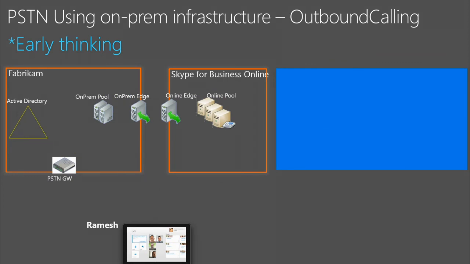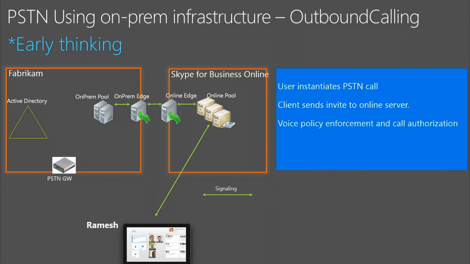The reverse of that, when Ramesh would make a call, he's an online user. He wants to make a call going outbound, going to the PSTN infrastructure, on-premise PSTN infrastructure. Ramesh initiates the call. Client sends the invite to the online server, which is Ramesh's pool. There has to be a voice policy enforcement and call authorization to make sure the call goes through and is legit. And the call is routed to the PSTN egress points, and the media gets set up for the client.